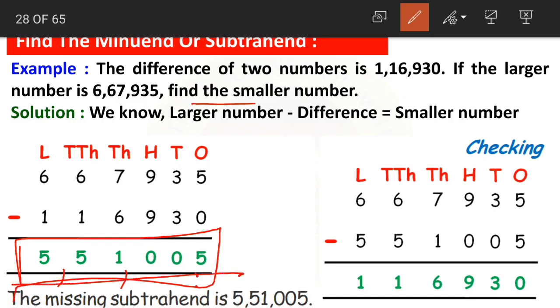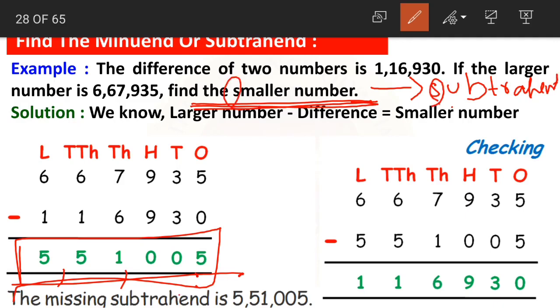Now what is this answer? What did we find out? We found out the smaller number. Smaller number is nothing but what? It is the subtrahend. Yes, S for small, S for subtrahend. We found out the subtrahend. Now how to check whether this answer is correct or not?